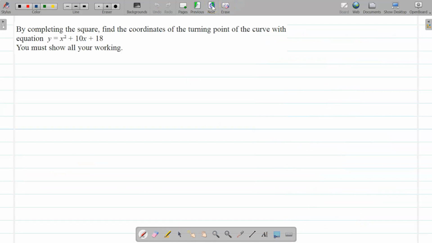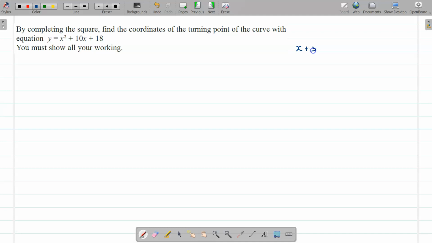Next question. This is about completing the square. We have to use that to find the minimum point of the curve. So what we have to do is square x plus 5. I'll just write that over here because we've got to show all our working.